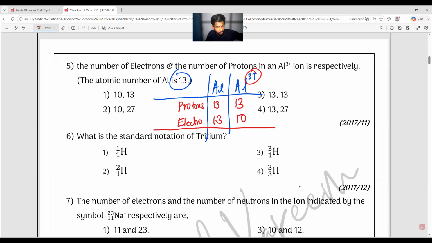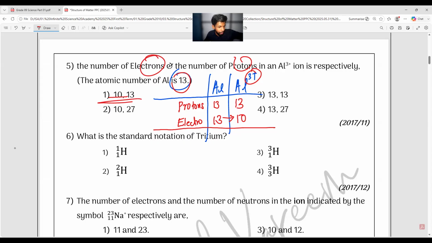You may remember in that question also we have done the same thing. Aluminium, 13 protons, 13 electrons. How did I find that it is 13? Because they have given 13. Aluminium 3 plus, what do I want to do? I want to subtract or remove 3, only for the electrons, not for the protons. So now the answer will be: electrons 10, protons 13. I hope you got the idea, right?